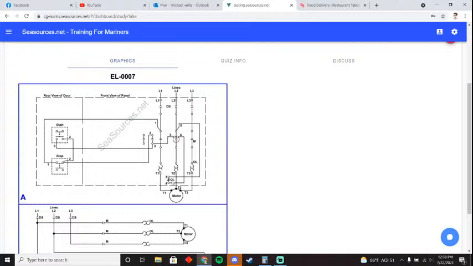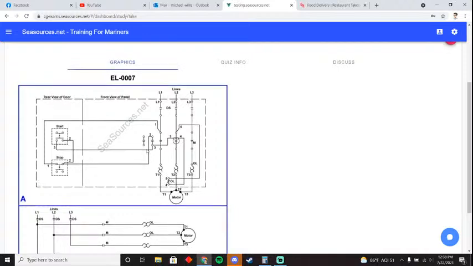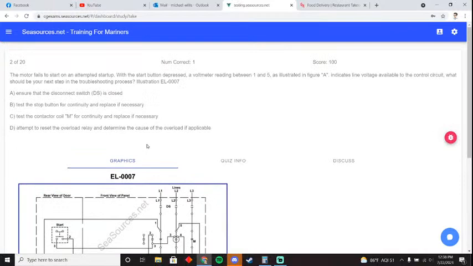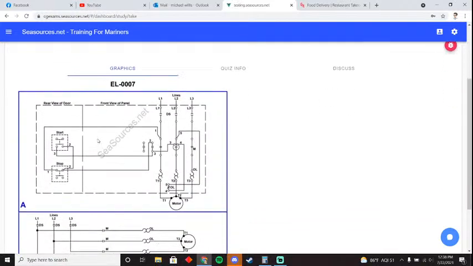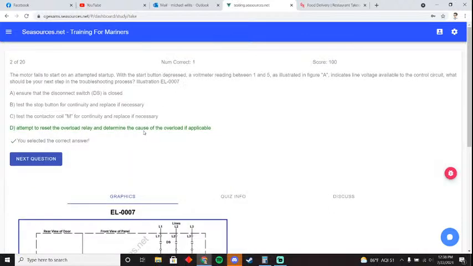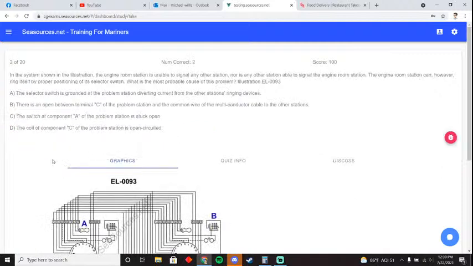But here, there's an overload right here. So what you've got to do is attempt to reset the overload. And you have to do this right there, overload, right there, right there. If that's open, you're not going to get your line voltage. So you've got to reset your overload. And if it was the overload and your motor starts, then you've got to determine the cause of the overload, if applicable.